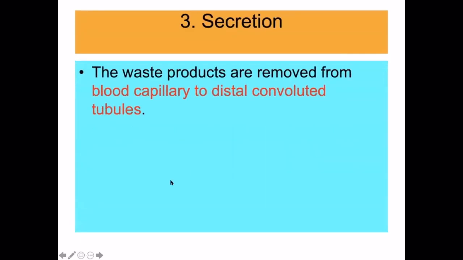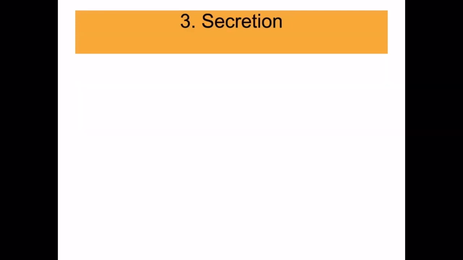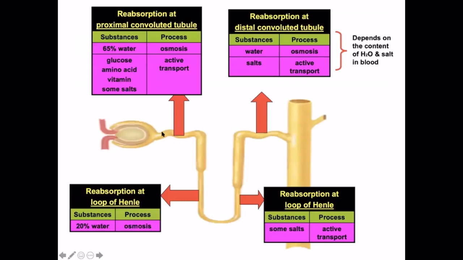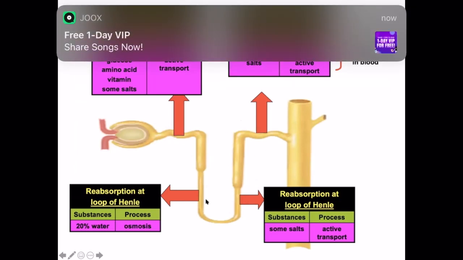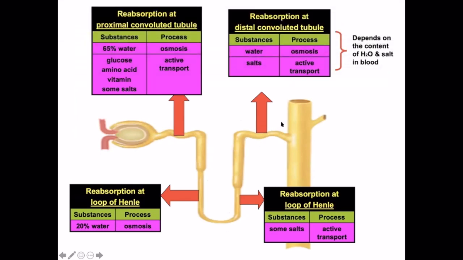The first one, the waste products are removed from the blood capillary to the distal convoluted tubule. As I said, even though in the picture there is no blood capillary shown, just imagine that here there are a lot of blood capillaries. Here they just show a nephron. Bear in mind, surrounding the nephron, there are a lot of blood capillaries. We know that some of the waste products are still present in the blood capillary, so here secretion will also happen.